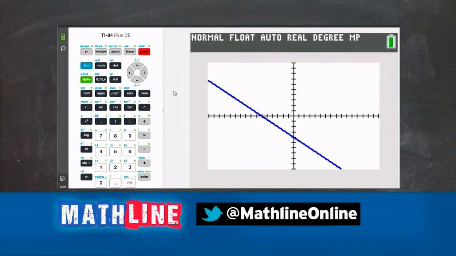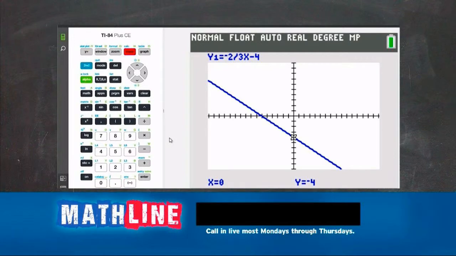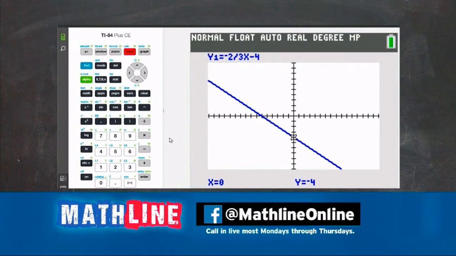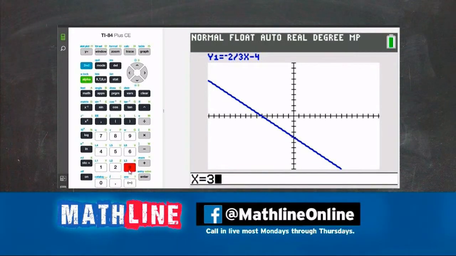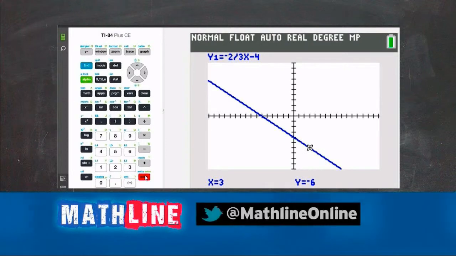So let's go and trace, hit trace. See if my cursor will go there. There we go, trace. And it's giving me 0, negative 4, because it goes to the intercept usually when you hit the trace button, all right? The y-intercept goes right there, which is sweet because that's what we say it is. Let's see if that point 3 is going to work. So go hit 3, and automatically it takes you to x. That's the beauty of this. Hit enter, and we're hoping for negative 6. We get negative 6, meaning the answer is correct. So Juwan, there you have it. Your answer is y equals negative 2/3 x minus 4.